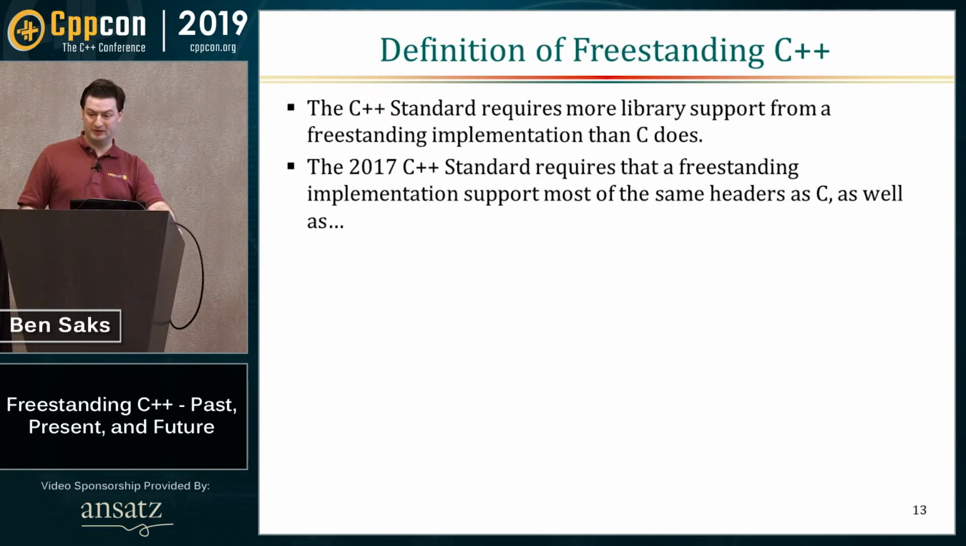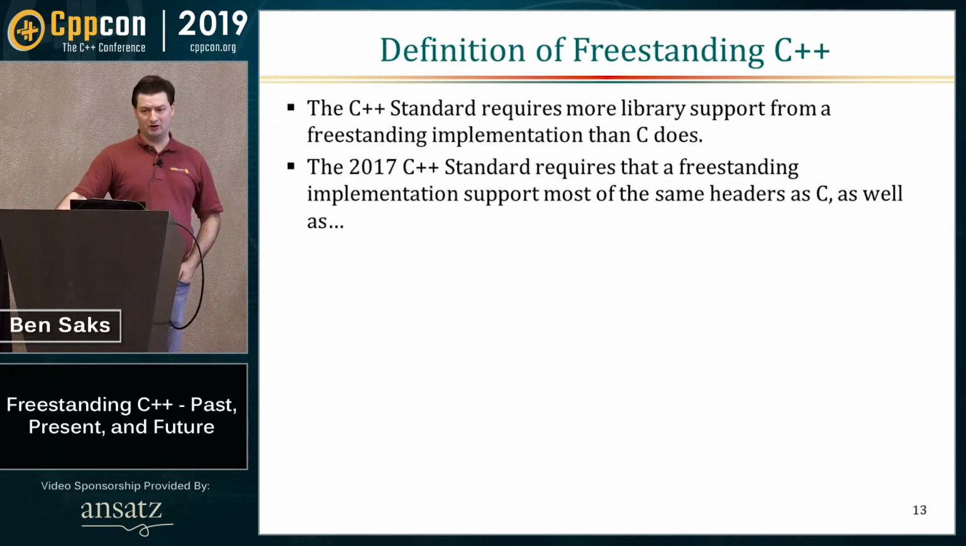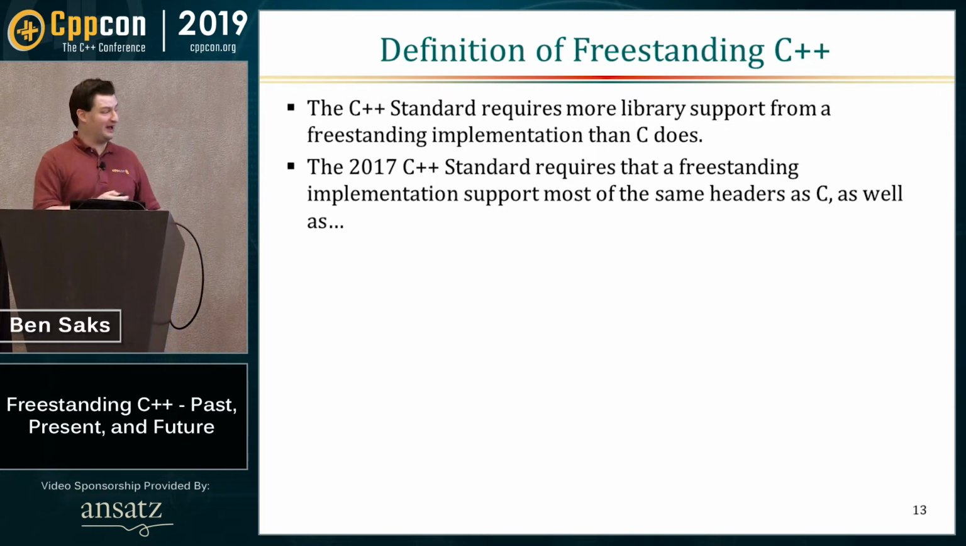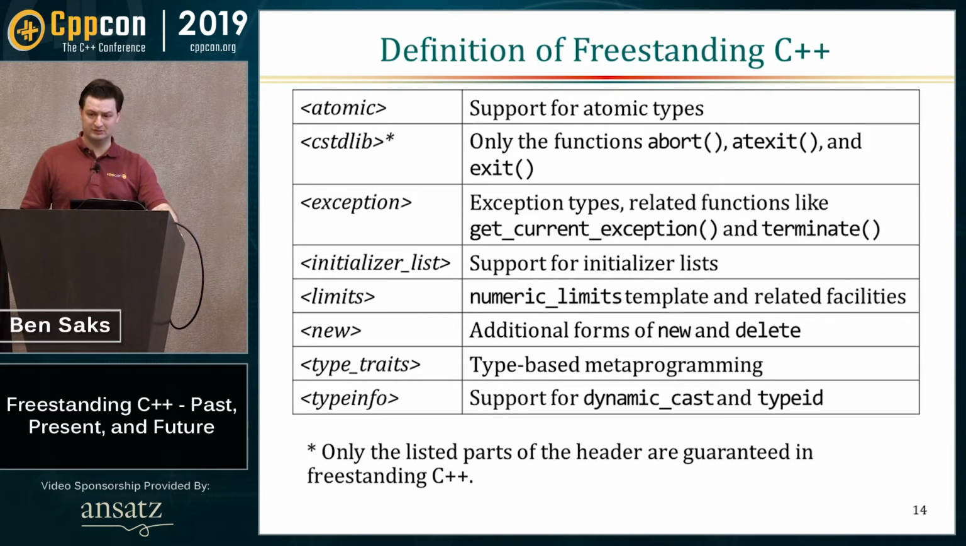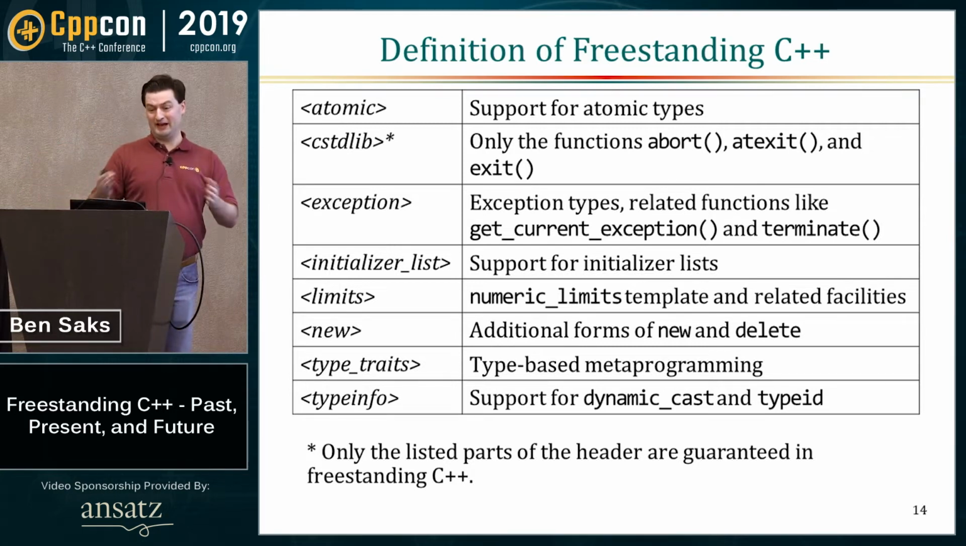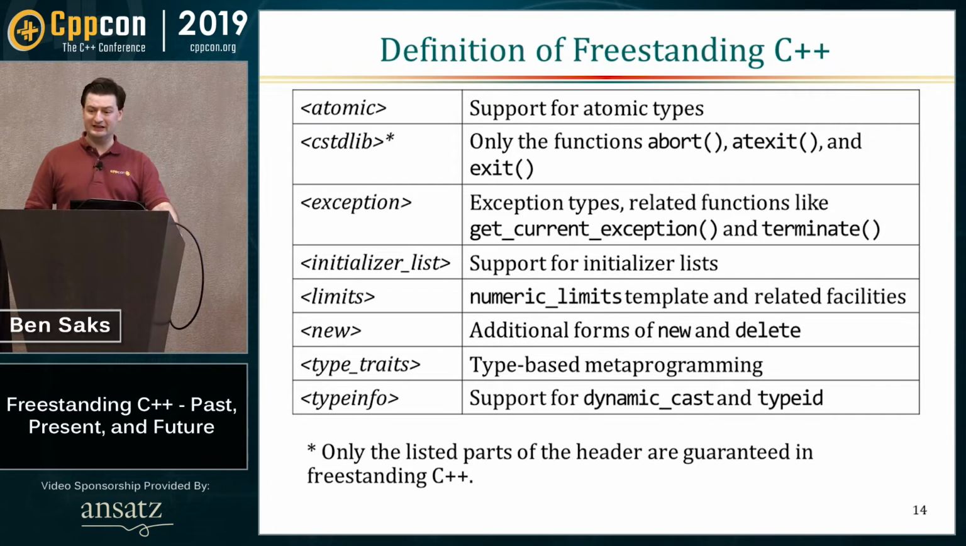C++ requires a little bit more than freestanding C does. Modern C++ requires most of the same headers, not quite all of them, that C does, as well as these. So we have the atomic header for the atomic template, built-in atomic types, things like that. cstdlib, this is interesting, because cstdlib wasn't required for freestanding C, but now freestanding C++ requires a version of a C header, but it's a special version that only needs to provide these three functions: abort, at_quick_exit, and exit. So you might have more than that, but you're only guaranteed in a freestanding C++ implementation to have those three functions in cstdlib.